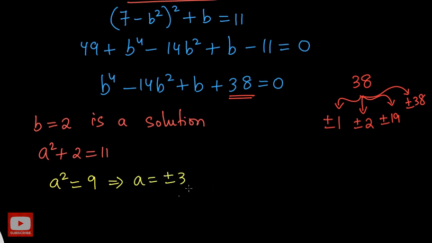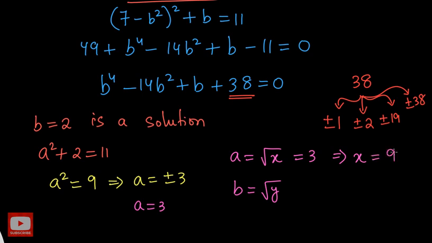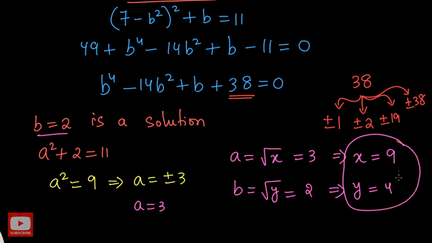But can we take the negative value for a? Recall what we substituted for a. We substituted a as square root of x, right? And b as square root of y. So both a and b should be positive. Okay, so we will reject the negative value. We'll only take the positive value, a equal to 3. Now set this equal to 3: root x is equal to 3. So from here we get x is equal to 3 square, that is 9. And what is b? The value of b is 2, so set root y equal to 2. If you square both sides, we get y is equal to 4. So we get the same solution that we obtained earlier as well: x is equal to 9 and y is equal to 4.